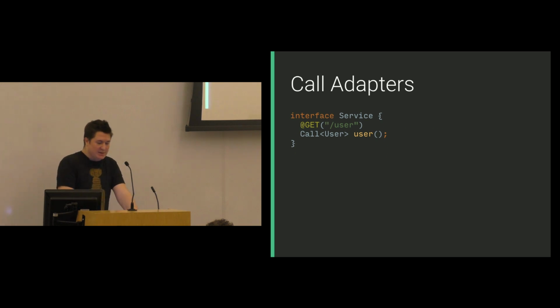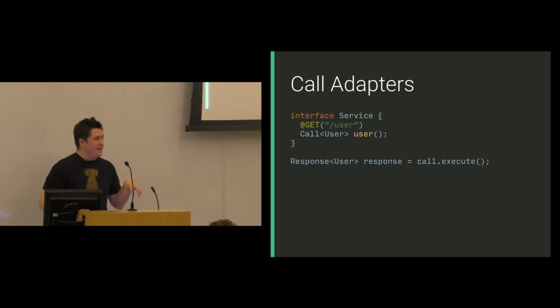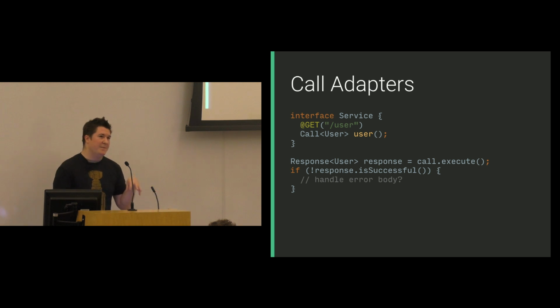So just as a quick example, a lot of people get frustrated with call because it doesn't actually give you the user directly. It gives you response of user. And so this encapsulates the headers, the status code, the message, and also the body, which is the user. We give you this response of user both in the case of 200s and also in the case of any server response, so 500s, 400s. And so you have to check to see whether it's successful before you pull out the user.